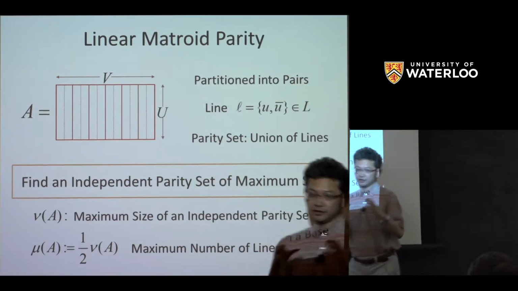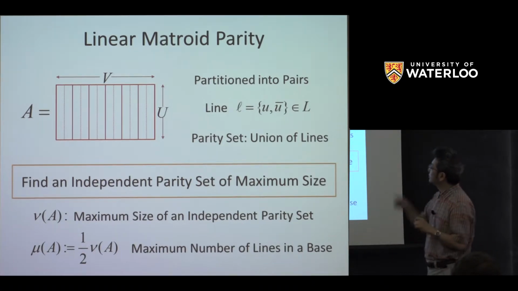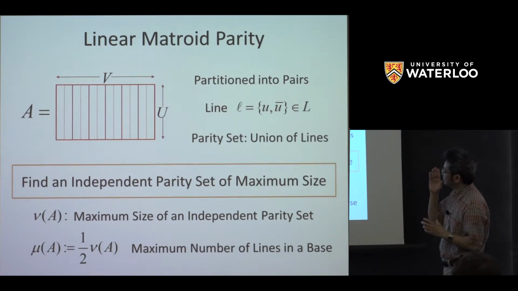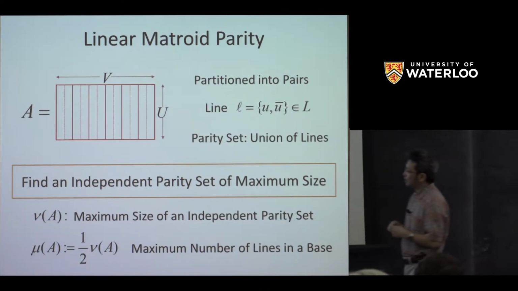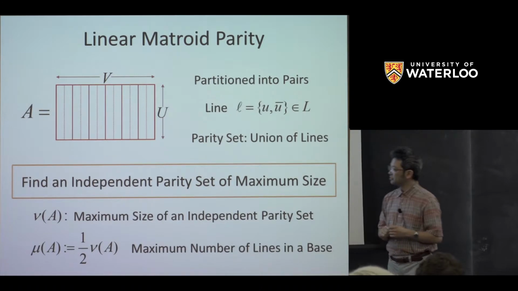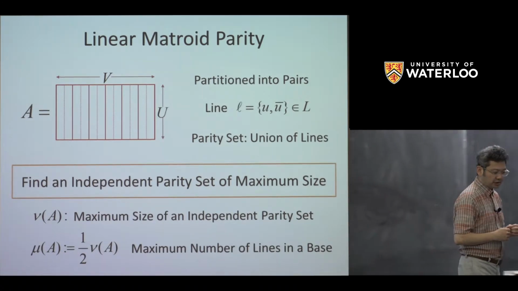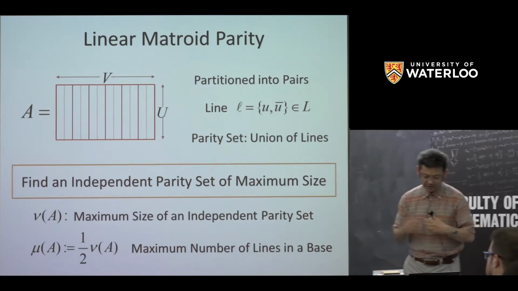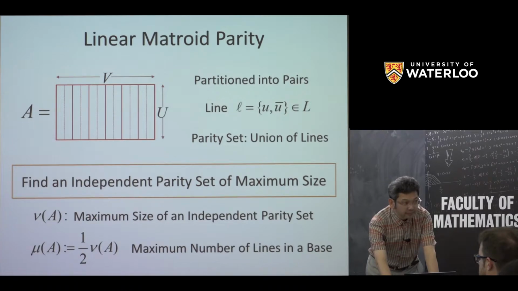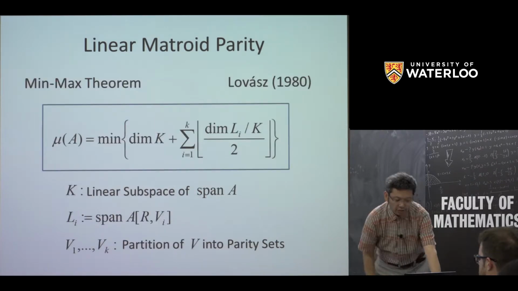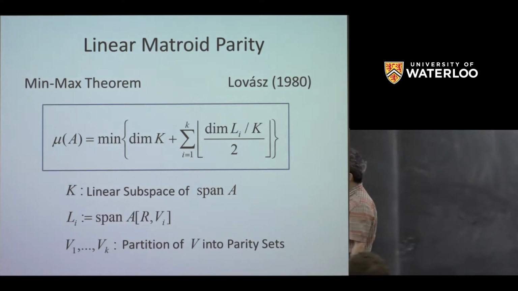Basically the column set V is the ground set of the matroid, and we assume that this ground set is partitioned into pairs. Now, we want to find an independent parity set of maximum size in it. We denote by nu of A the maximum size of the independent parity sets, and mu of A the maximum number of lines in a base. So the Lovász min-max theorem is written like this.